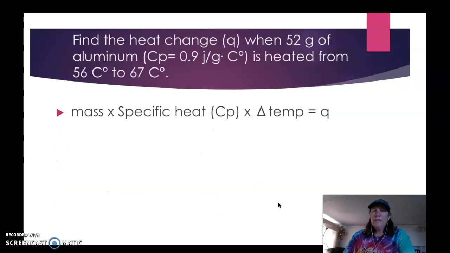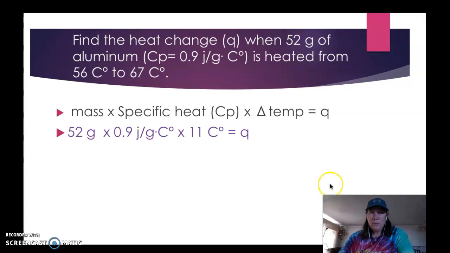All right, here's specific heat. Remember, mass times specific heat times change in temperature equals Q. Q is the amount of heat lost or gained, okay? So if I'm doing this one, I'm going to go 52 grams times specific heat times the change in temperature.